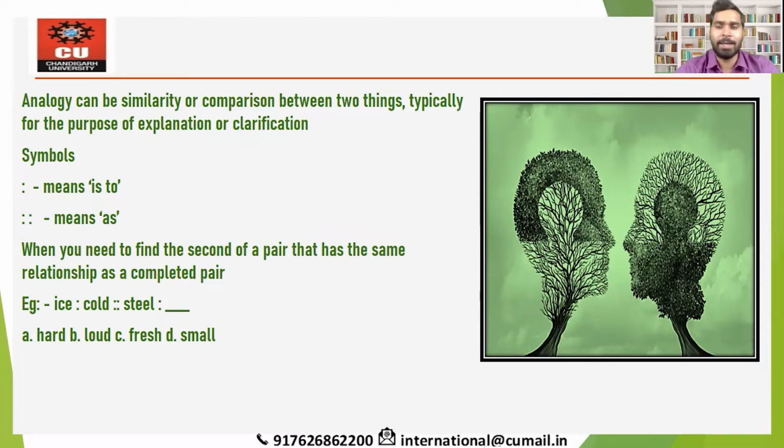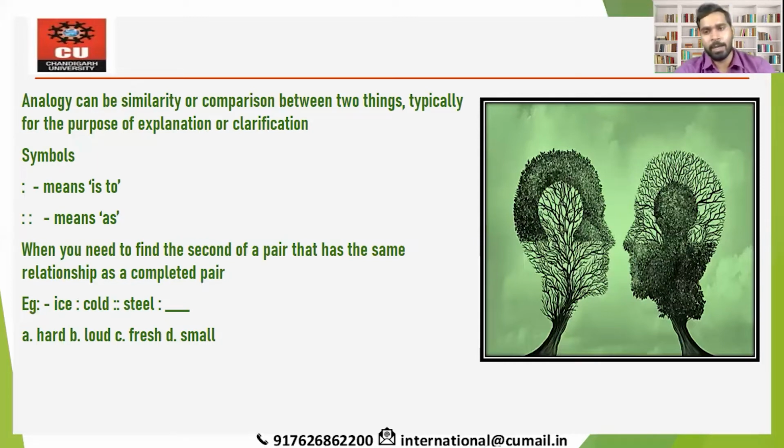Now, how do we go about finding the answer to this? If you look at this particular example, ice is to cold. The characteristic of ice is to be cold. Now, what comparison can we make with the right hand side of the question, which is steel is to dash? Can we have steel is to hard? Yes, the characteristic of steel is to be hard. Can we have steel is to loud? Steel is to fresh? Or steel is to small?